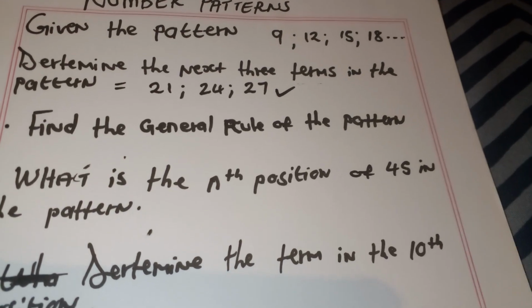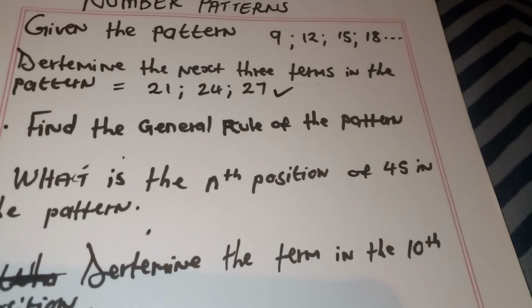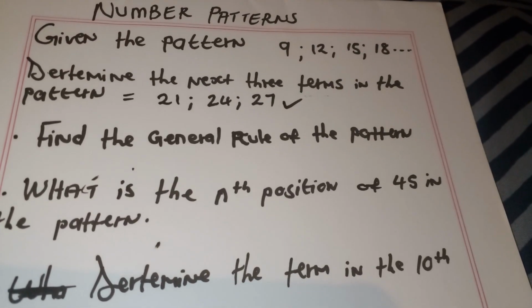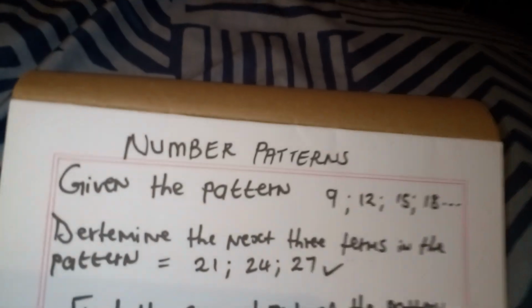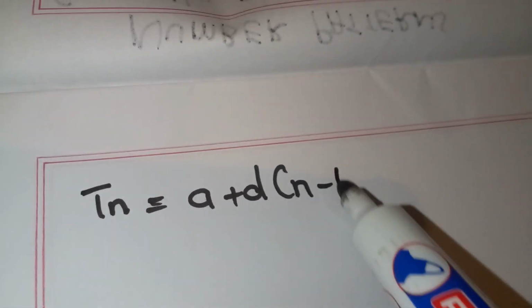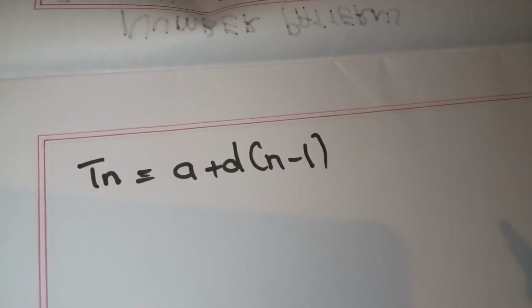Find the general rule of the pattern, guys. This now, it is very important to find the general rule. Let us find the general rule. Remember, I said before you start, you can just write this one down: Tn is equal to a plus d into n minus 1. This will guide you, guys. We want the general rule.